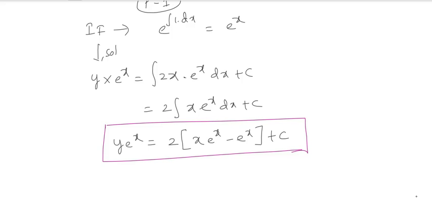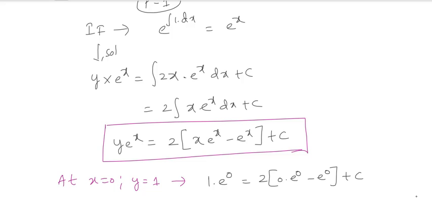Now what is given: at x equal to 0, the value of y is 1. Just substitute this. y is 1, e^0, equal to 2 into 0 into e^0 minus e^0, plus c. So check it out: e^0 is 1, minus 2 into 1, so your c value will be 3. Substitute, simplify, and your c value will be 3.